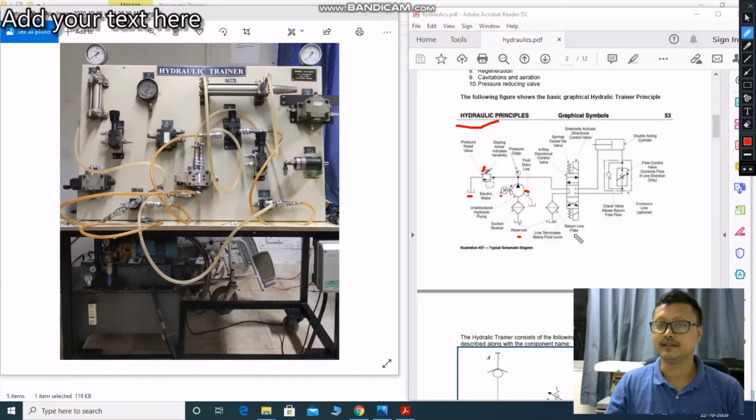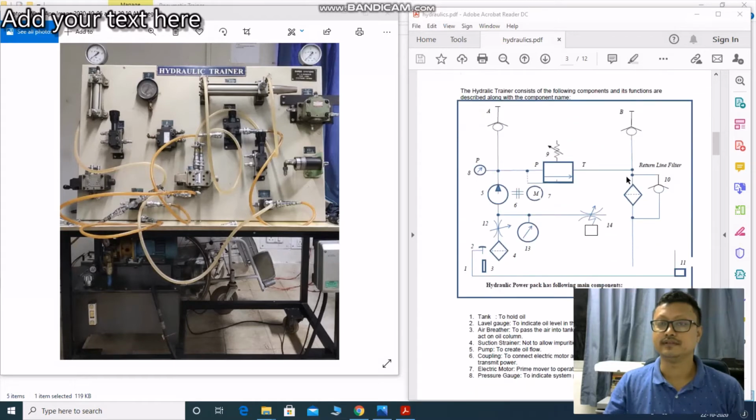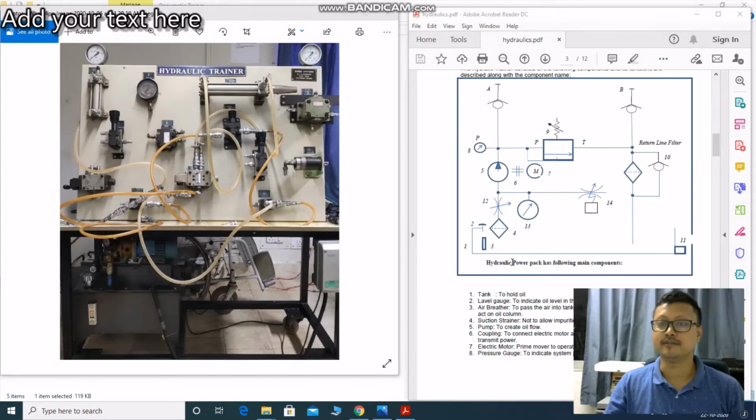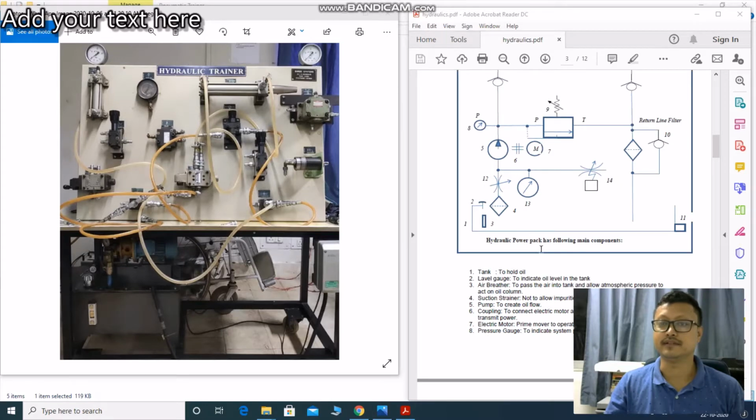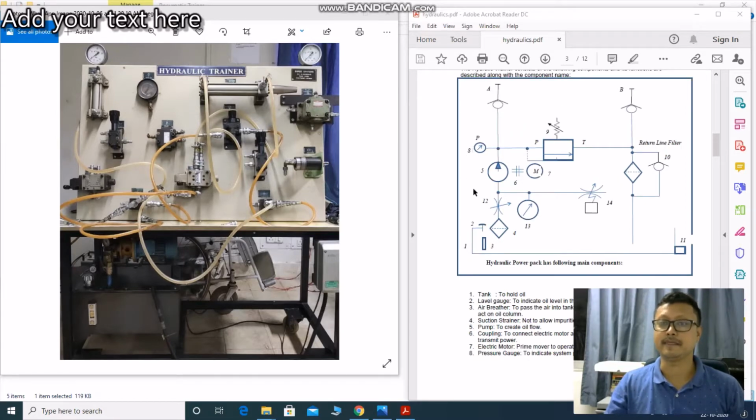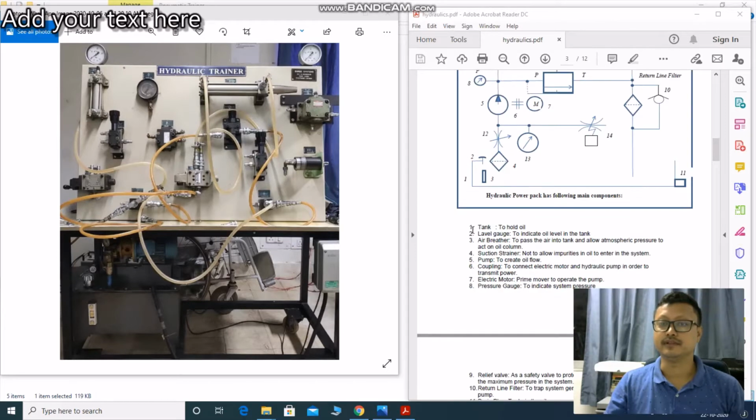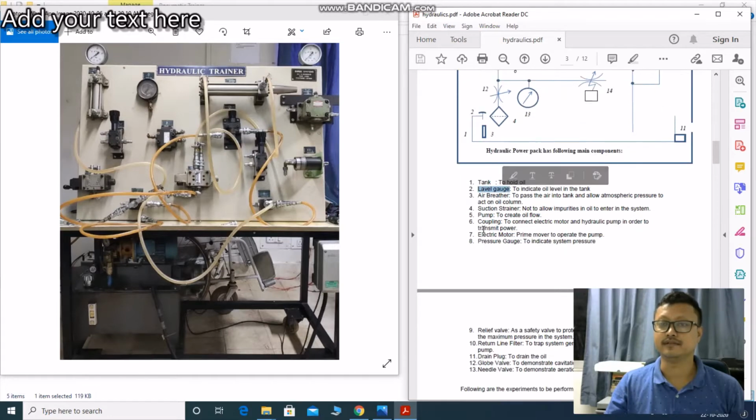This is one control valve. This is a spring return control valve, and this is the double acting cylinder, and this is one flow control valve. This is the hydraulic power pack. The following components are given as one power pack circuit: one hydraulic tank, a level gauge, and all those components are given here.